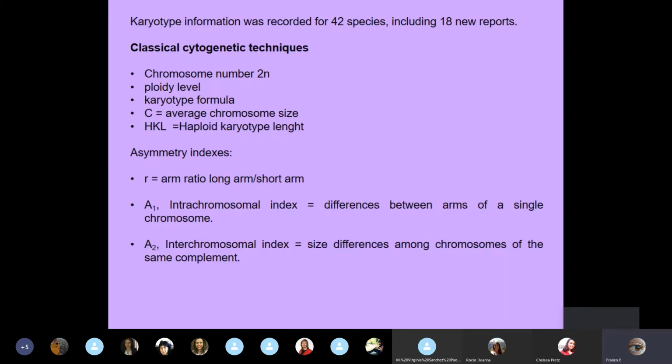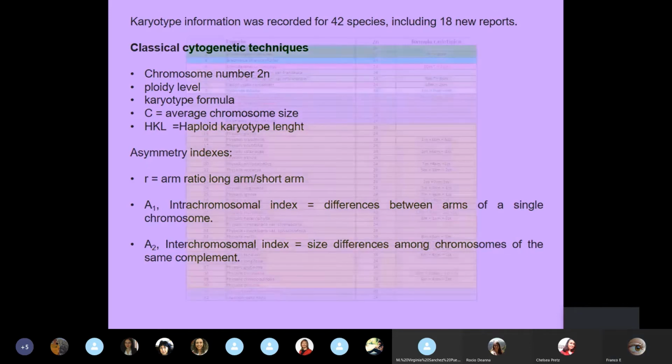We performed classical cytogenetic techniques, obtaining chromosome number, ploidy level, karyotype formula, average chromosome size, and haplokaryotype length. We also calculated the arm ratio I explained before, and in addition, we calculated another two asymmetry indexes: the Intrachromosomal Index, or A1, which accounts for differences between arms of a single chromosome, and the Interchromosomal Index, A2, which explains size differences among chromosomes of the same complement.